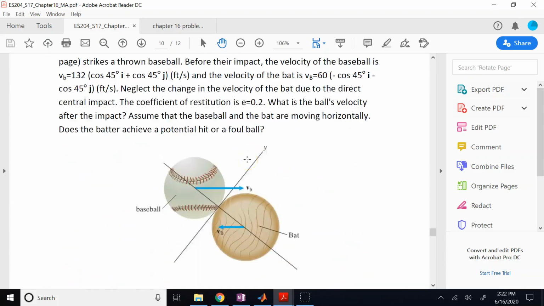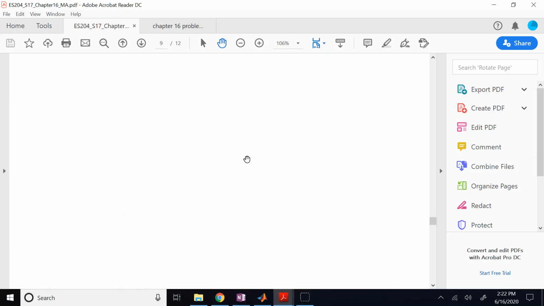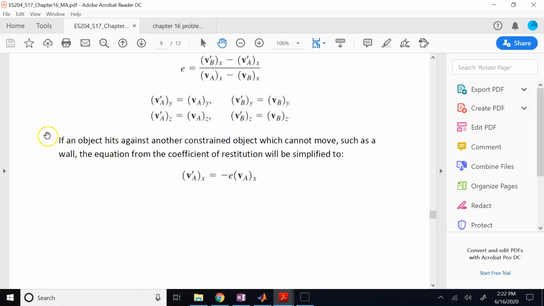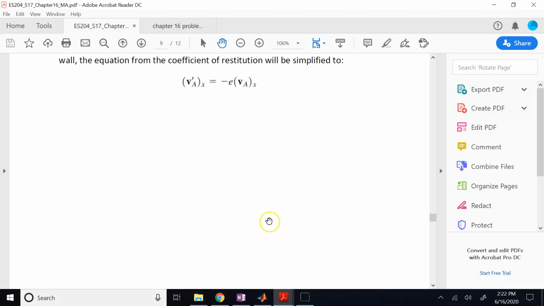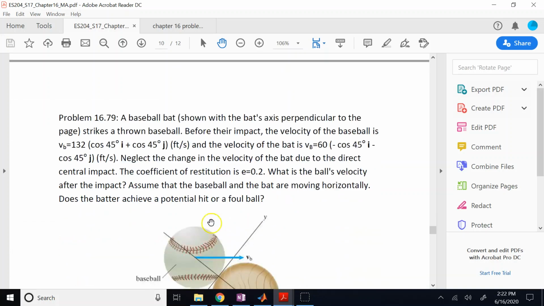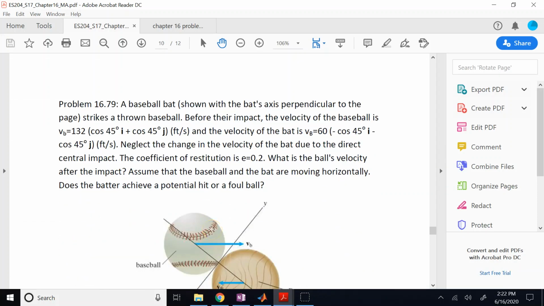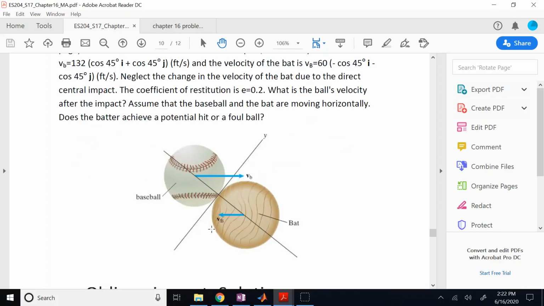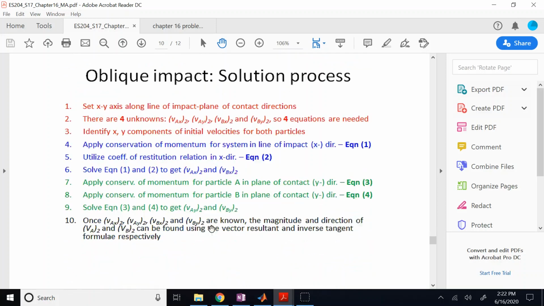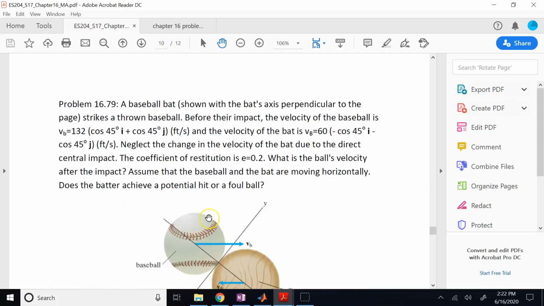So what I'm going to do right now with you, I'm first going to go over this topic, which is important, especially for your project, and then we're going to solve this problem together, and hopefully it gives us a lot better practice on the oblique impact, okay? So this is the solution process for oblique impact. I'm going to follow these steps one by one when we go through this problem.